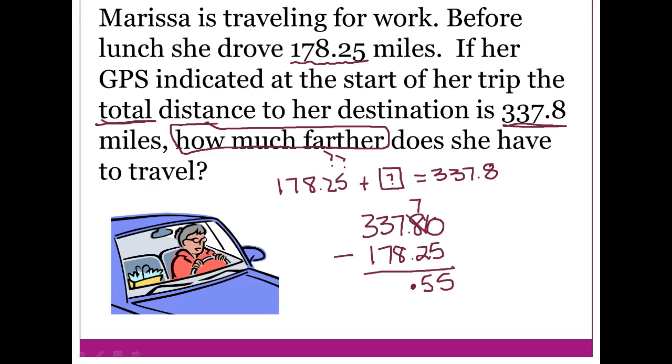And then we have 7 minus 8. Well, we can't do that, so we're going to have to borrow from the 3 and add 10 onto the 7, which gives us 17. 17 minus 8 is 9. And then we can't subtract 2 minus 7, so we have to borrow once again. And we'll add 10 onto the 2, so now we have 12. 12 minus 7 is 5, and 2 minus 1 is 1. She still has to drive 159 and 55/100 miles.